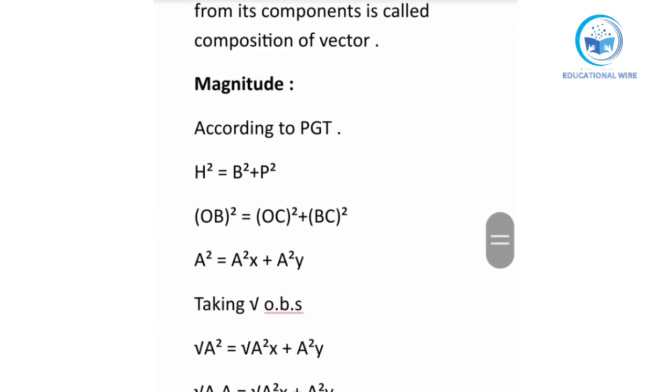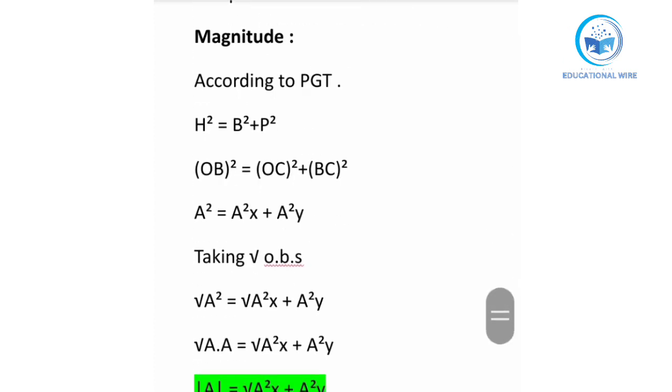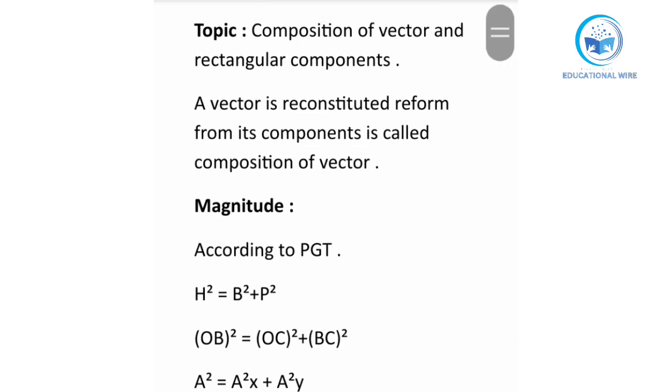So today we have discussed the two main topics that were remaining. Yesterday we did the resolution of vector, and today we have done the composition of vector, in which we covered both the diagrammatical and mathematical approaches, with the definition, and the same for rectangular components. Hope you understood these two topics, because these are very easy topics and similar to each other.